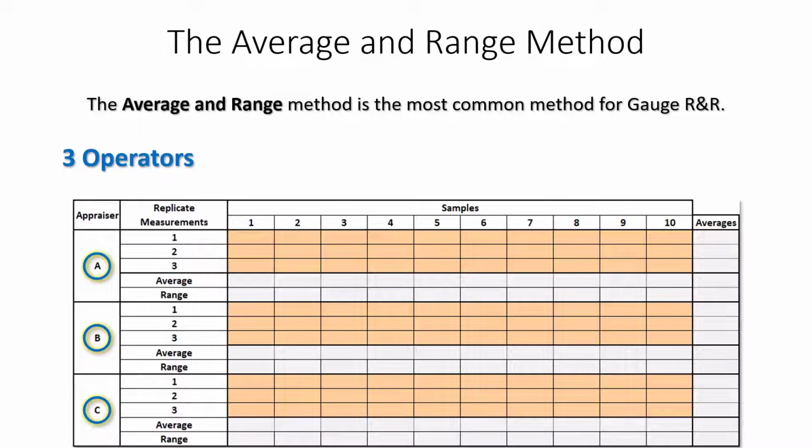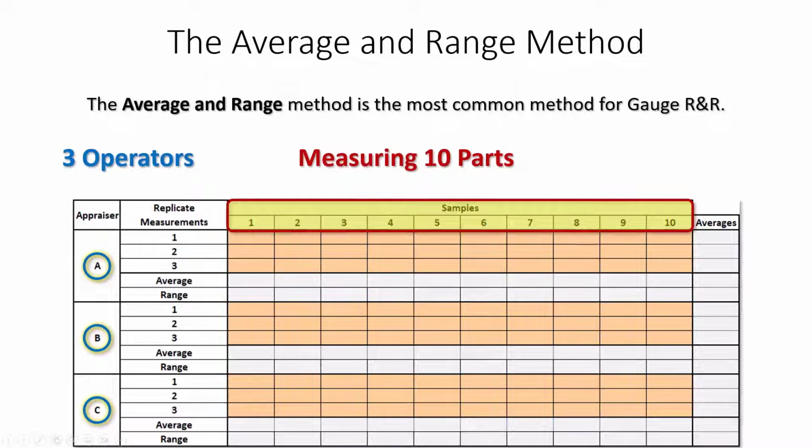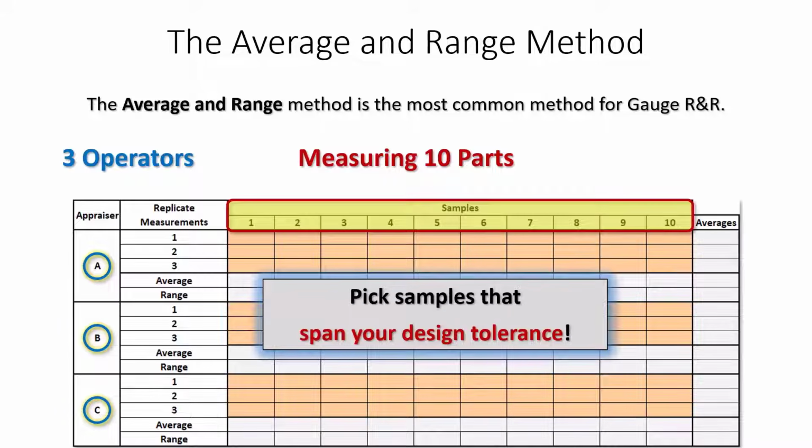A, B, and C. That's our 3 operators. The other thing that you're going to notice that we do is we're gonna measure 10 different parts. Now, something that's really important to think about when you're selecting these parts is you must pick samples that span your entire design tolerance and your entire process tolerance.